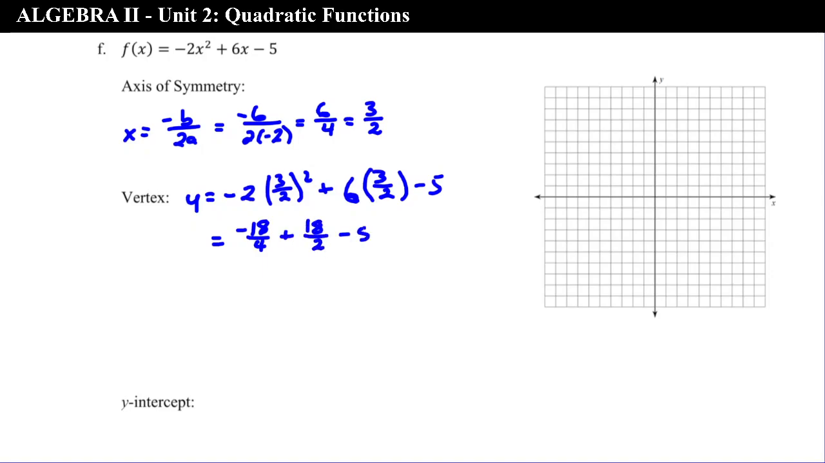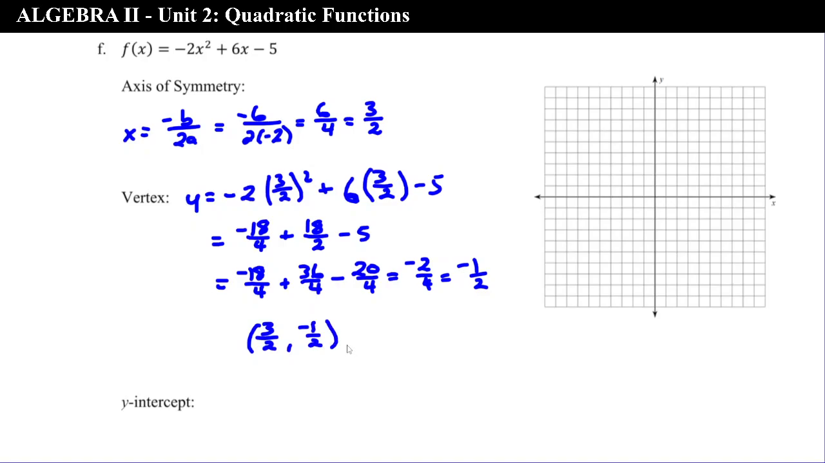And then minus 5. Let's get a common denominator. So we're going to have negative 18/4. Double the top and the bottom here. You're going to get plus 36/4. And then 5 times 4 is 20, so you got negative 20/4. So that's going to give you negative 2/4, which is negative 1/2. So our vertex is going to be at 3 halves, negative 1/2. And then our y-intercept is going to be at 0, negative 5 from our c value.